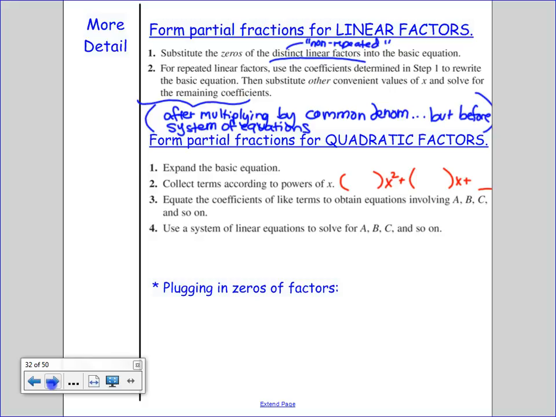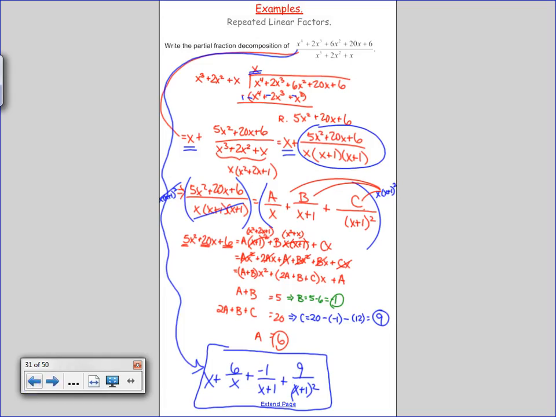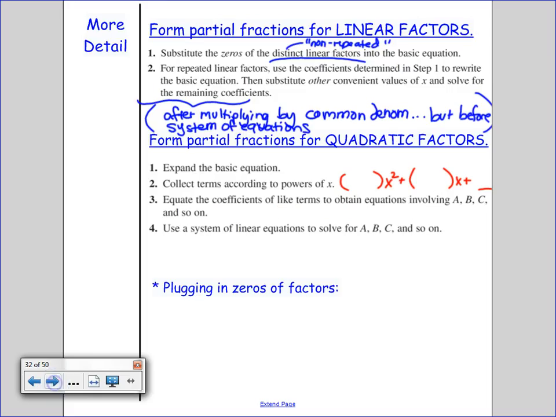So once again, it's up to you how much you want to write, but I did just kind of want to give you a verbal summary of what we just did over here with multiply by common denominator, expand everything, multiply it all out, collect the x squareds, collect the x's, collect the non-x's. And then you can set up a system and you can solve.